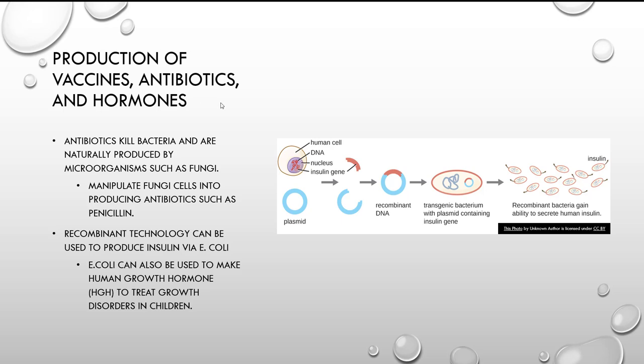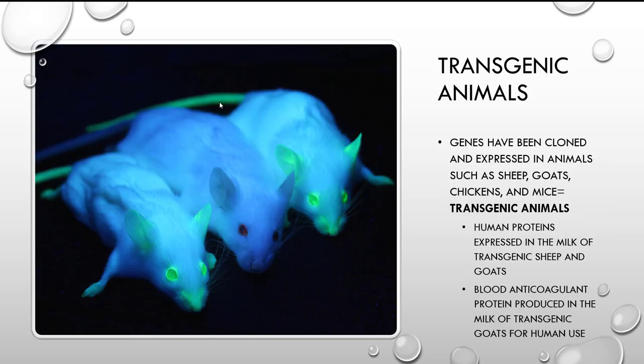Okay, so we'll continue with medicine, but we'll switch over to transgenic animals. With transgenic animals, we can actually have certain genes cloned and expressed in animals. So we've done this with sheep, goats, chickens, and mice. And when we do that, we make transgenic animals. We've been able to splice genes into sheep and goats so that they can express human proteins in their milk. And sometimes this can be beneficial.